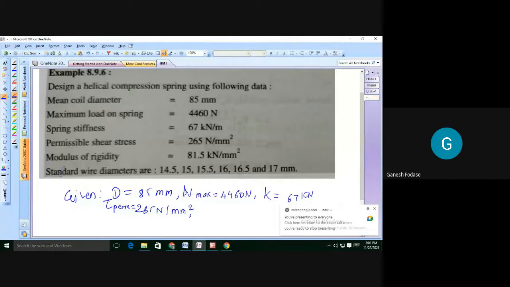Next, modulus of rigidity is given, that is G, that is 81.5 kilonewton per mm square. Then standard wire diameters are given, which are in the range of 14.5, 15, 15.5, 16, 16.5, and 17. Out of this, we need to select any one. So this is your given data.